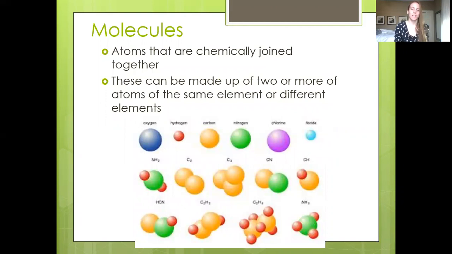Molecules are atoms that are chemically joined together. They can be made up of 2 or more atoms. They can also be made of just one type of element or different types of elements. And you can see in this image at the bottom here, at the top, we have just single atoms. Underneath in the next 2 rows are all different types of molecules.